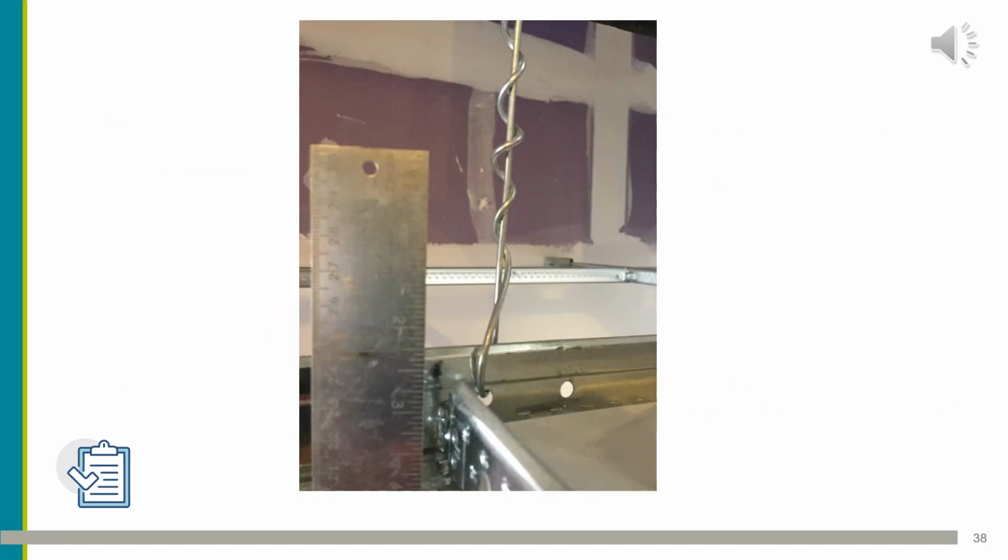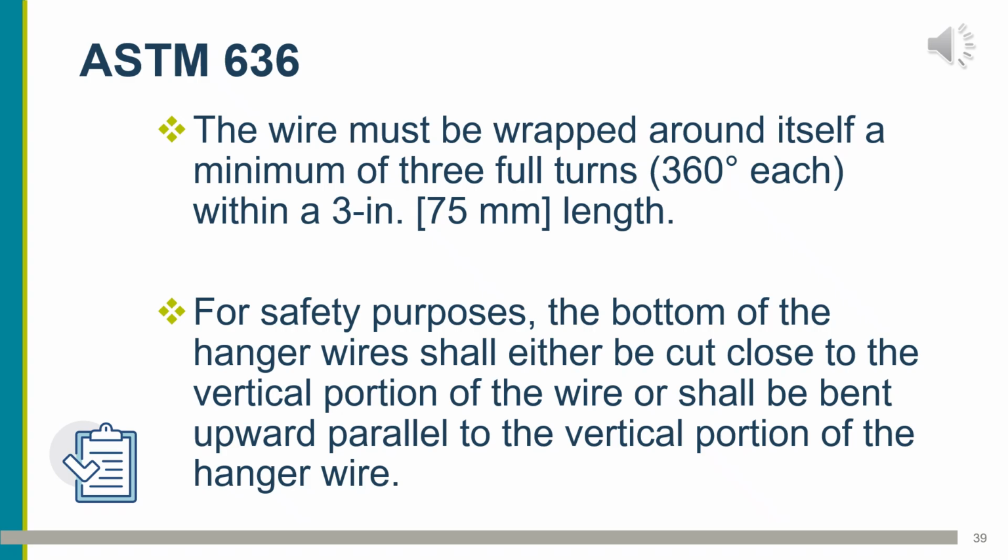And of course, here is an obvious violation. We'll grant them that they might have had a tight wrap at the T there, but you can take my ruler that you see there and you can see in a 3-inch span, there's only about 1 1/2 wraps. So there ought to be 3 tight wraps in 3 inches. There's a purpose to all this. All this has been engineered and it must be installed per the engineering. Again, we're in the basics, right? ASTM C636 says the wire must be wrapped around itself a minimum of 3 full turns within a 3-inch length. And then for safety purposes, the wire must be cut or turned up vertical.